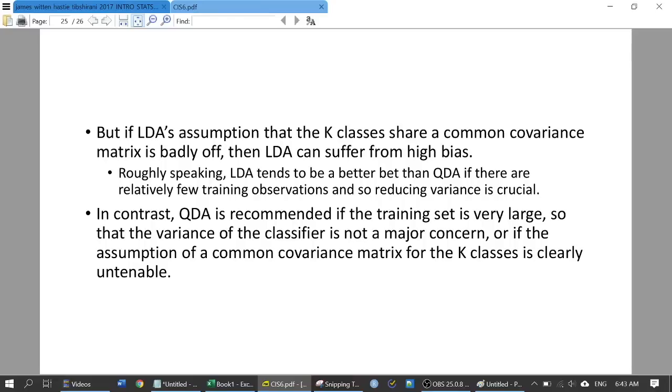So let's say you have a very large training set or very large data, so that the variance of the classifier is not a major problem, or if the assumption of a common covariance matrix for the K classes is clearly untenable. If you have any of these characteristics, if your training set is very large, if the variance of the classifier is not a major concern, or the assumption of the common covariance matrix for the K classes is clearly untenable, then you can use the QDA.